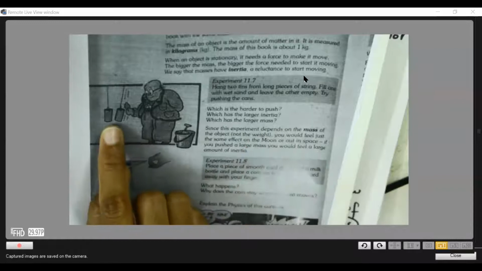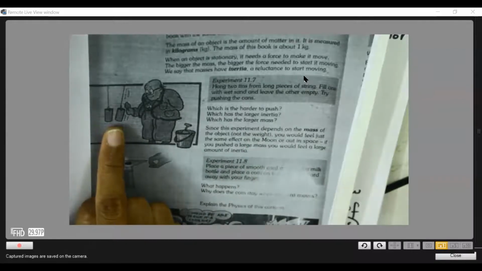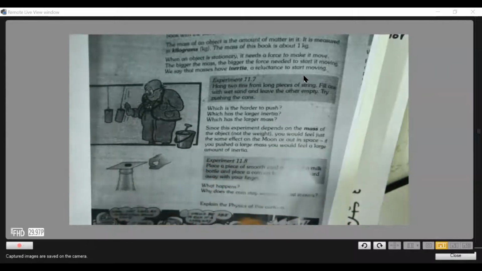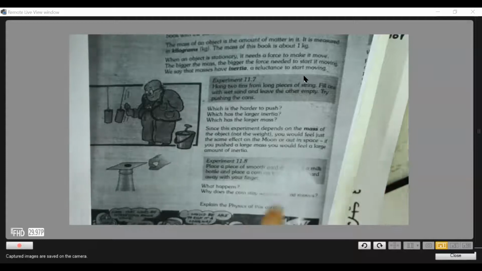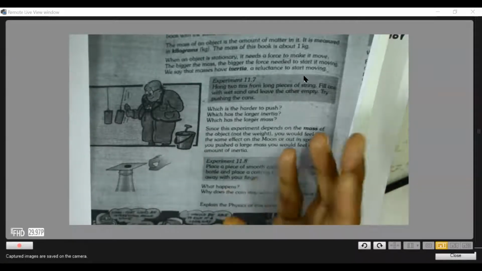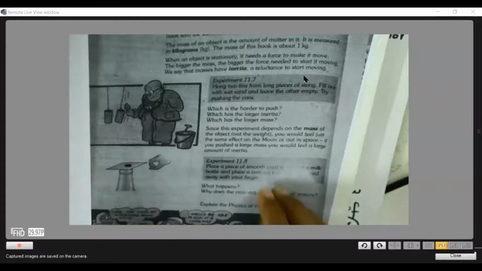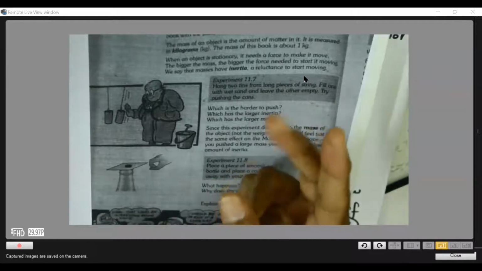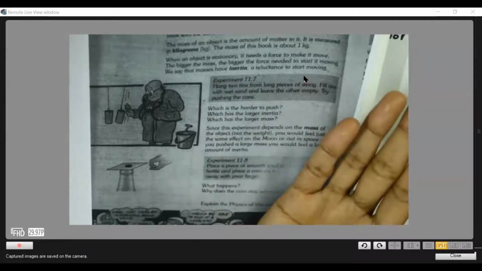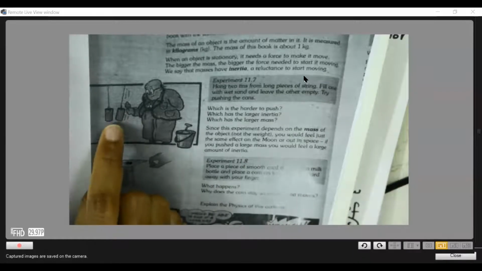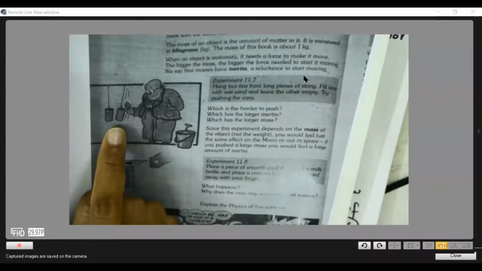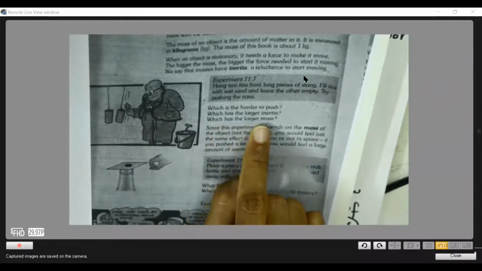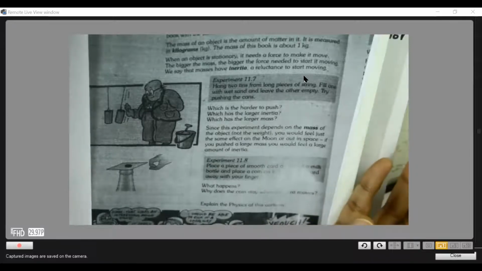Yeah, so when you are pushing, what are you doing? You are changing its velocity, and inertia is resistance to change in velocity. Whenever in physics they use the word motion, motion is synonymous with velocity. Motion includes speed and direction, which is velocity. So this is a change in velocity, a change in motion, and therefore the more the mass, the more the inertia. Which has the larger mass? Of course, the one filled with sand.